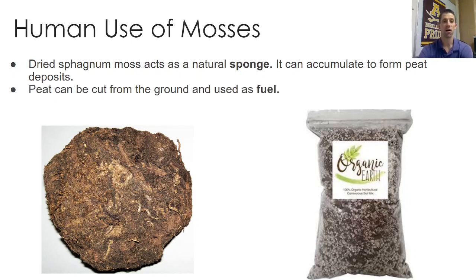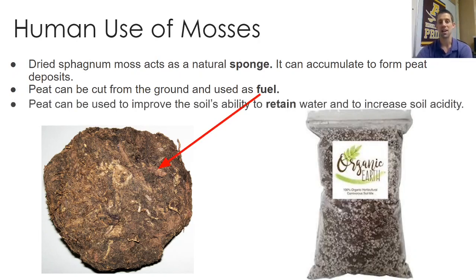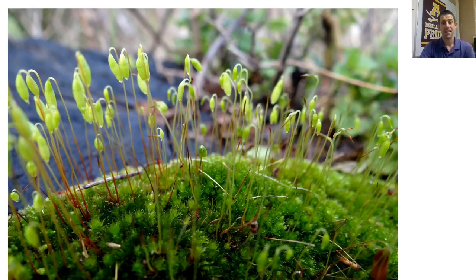Peat is another type of moss. It can actually be cut and pressed to form fuel. And here's an image of peat moss that can then be burned as a fuel source right there. And then finally, it can be used as a soil additive, as we're seeing in this bag of soil here, to help with, again, the retaining of water and also to increase the soil acidity, which many plants thrive in that environment. And that's it on bryophytes.